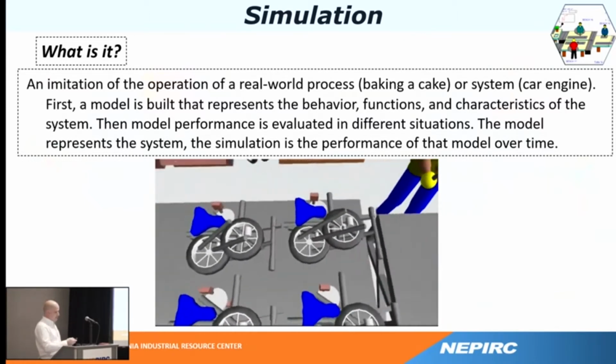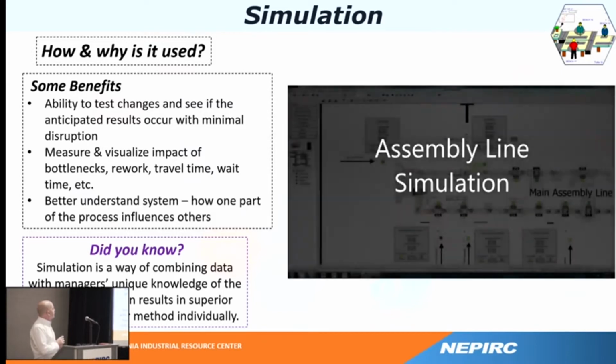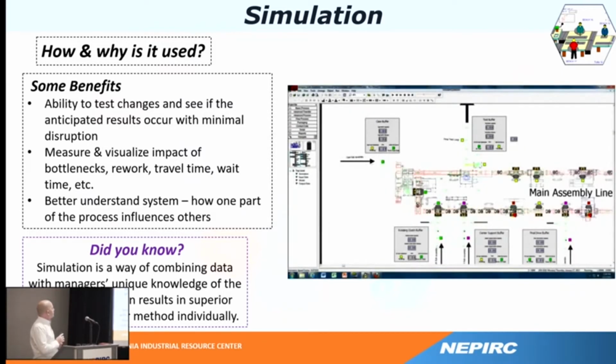I have a better video on here. Assembly line simulation. So this ability to test and change and see if the anticipated results occur with minimal disruption. What does that mean? That means you can show your investors, you can show your board, you can show your president of the company, what would it take?